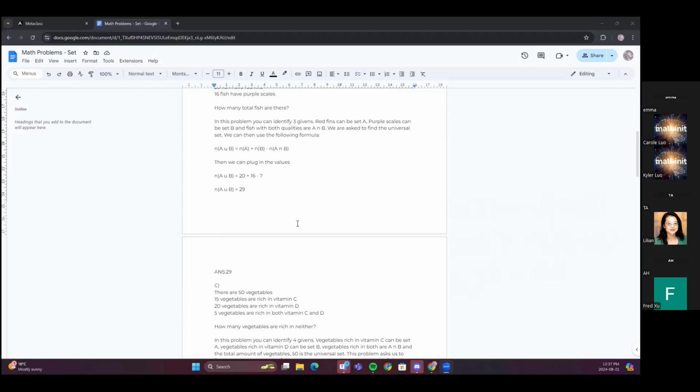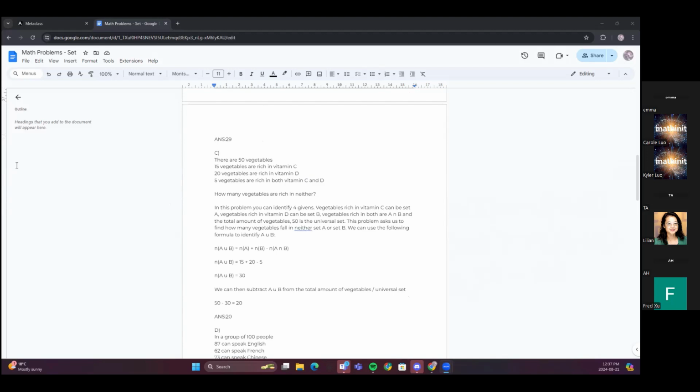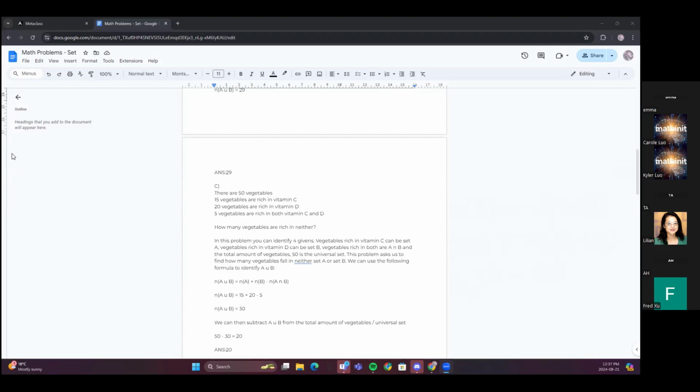It's been about 2 minutes, so I'll solve the problem now. In this problem, you're given 4 givens. Since you're finding something that's not in either of these groups, 50 is the universal set, which can be represented as U.